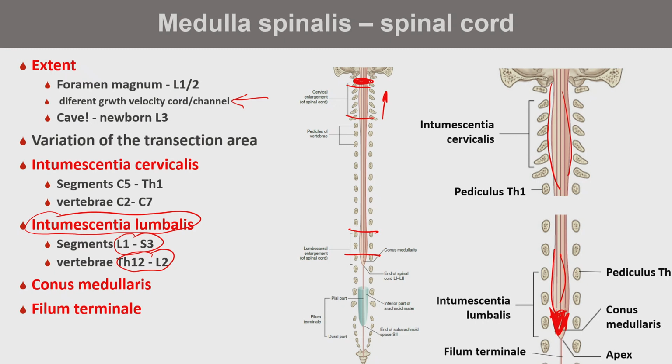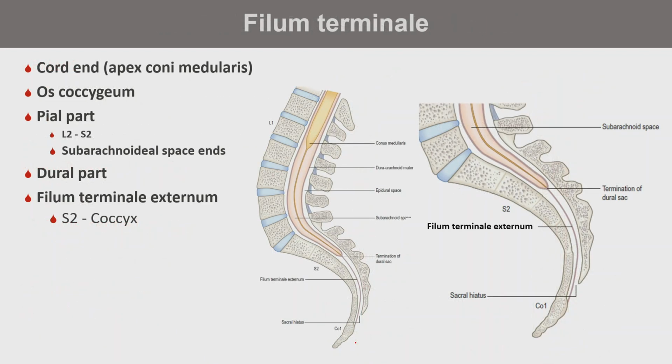From the tip, from the apex, we have an interesting and important structure which is called the filum terminale. This is a string which is fixing the spinal cord in the midline of the dural sac, and this thin structure is fixated to the tailbone, supporting this position of the medulla spinalis in the middle of the dural sac.